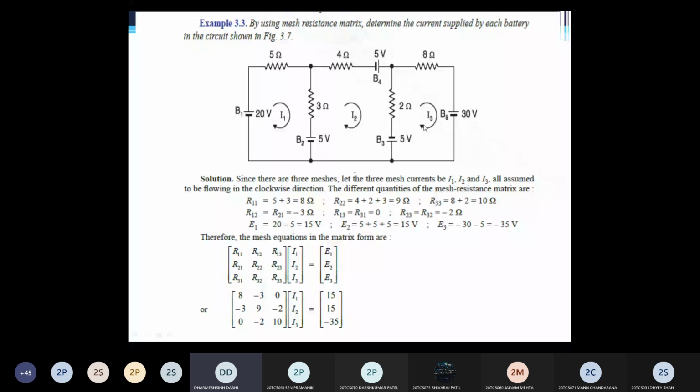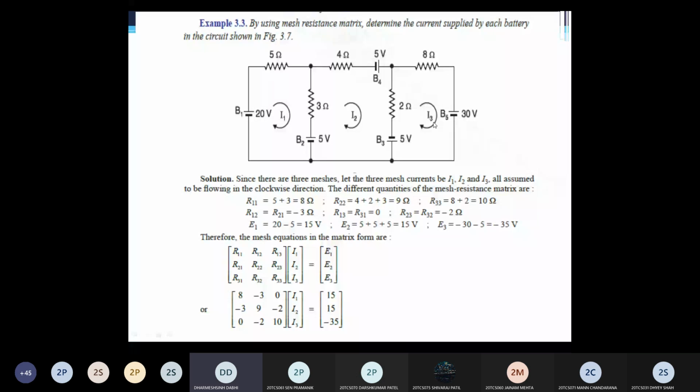Now, the current flowing into the battery B4 is the same as I2, because there is no common element between meshes. Battery B4 is only connected with mesh 2. It is not common between any two meshes. So the current flowing into the battery B4 is the same as your current I2. Similarly, the current flowing into the battery B5 is the same as the current I3.